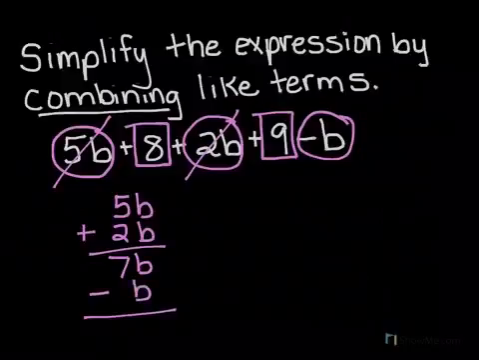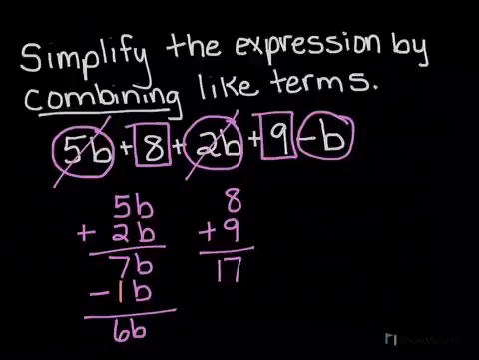Now, when I have just the letter, there is an imaginary 1 right there. If it confuses you, go ahead and draw that 1. So 7b minus 1b is 6b. Now I'm going to look at the 8 and the 9. I just need to add those, and I get 17.